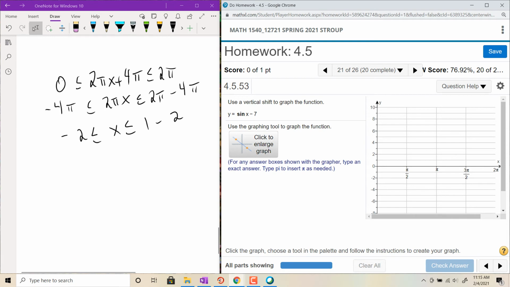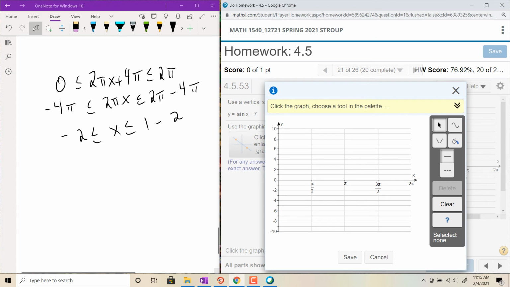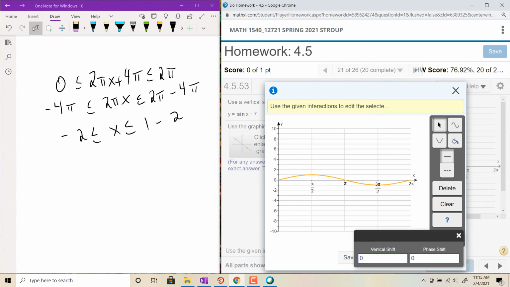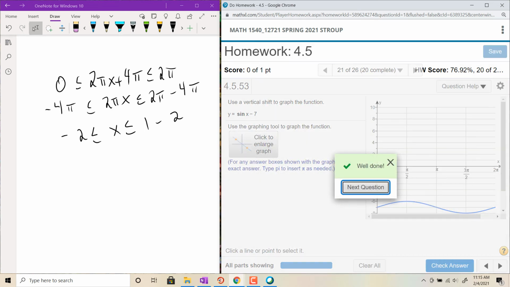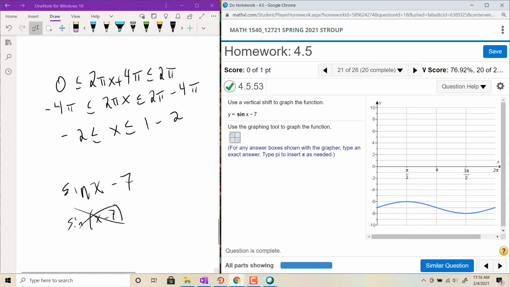Sine of x, these are vertical shifts now, so this just means go down 7. So it's a sine function, and vertical shift down 7. Save, check answer. And notice it's sine of x minus 7 on the outside, and that's different than sine of (x minus 7). Okay. So it's not this, it's minus 7 on the outside.